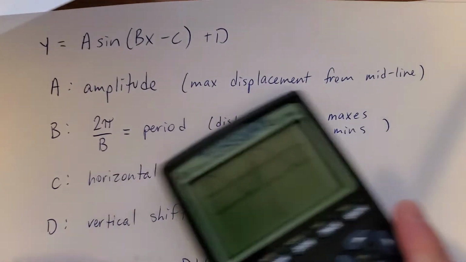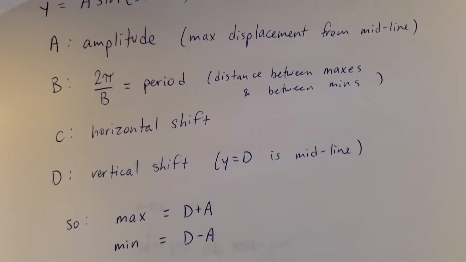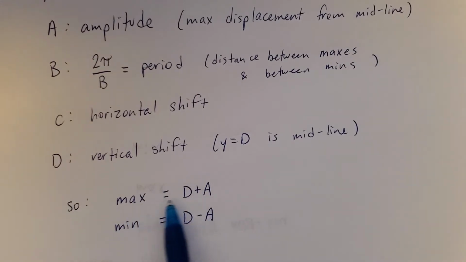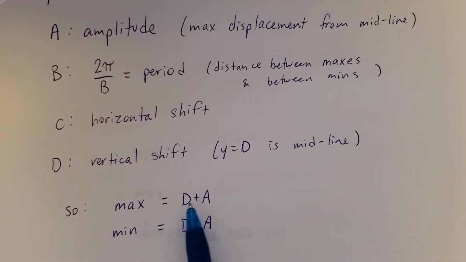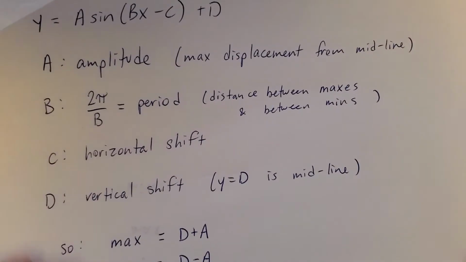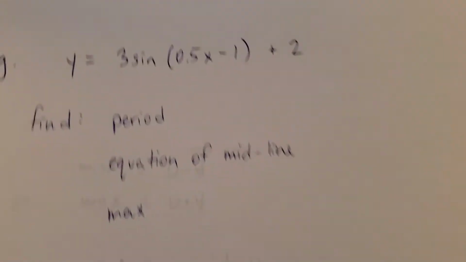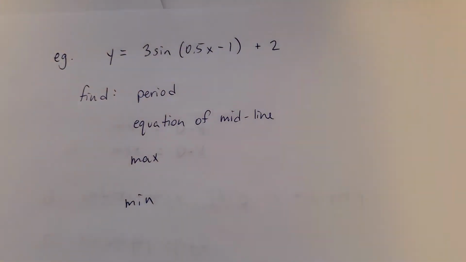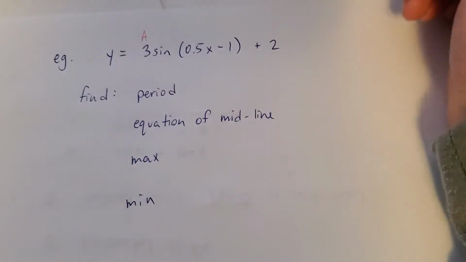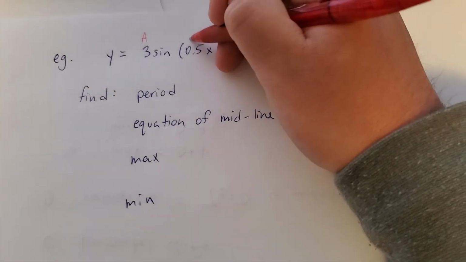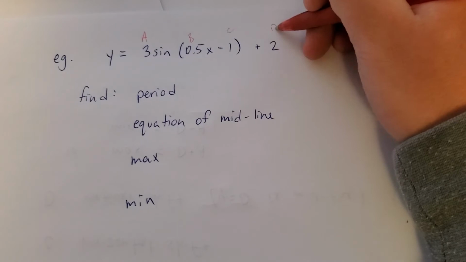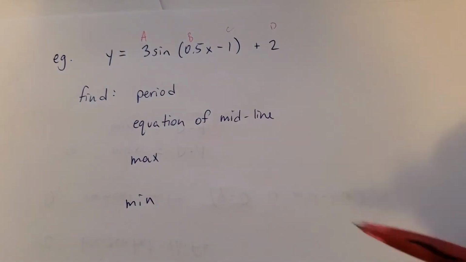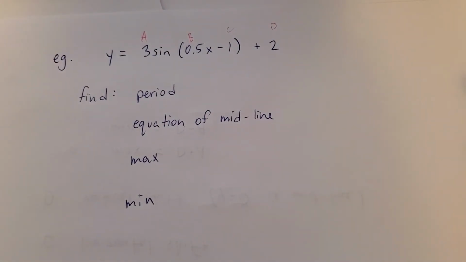All right, check this out. Two little simple formulas. The maximum is the midline, d, plus the amplitude a. Minimum is d minus a. So I got a quick example for this. Here's an equation. Okay, so just to relate it to what we're talking about, this is a, this is b, this is c, this is d. And I just want to get all four of these things, which will not take us long.